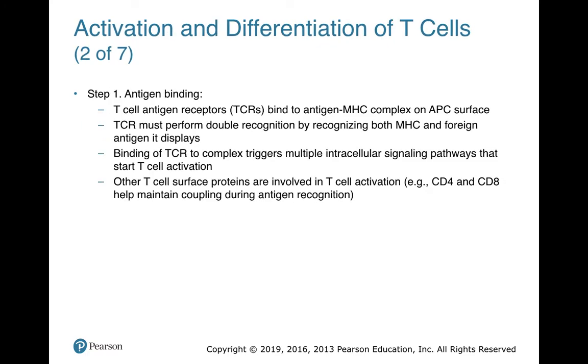So antigen binding. T cell antigen receptor has to bind to an antigen MHC complex on an antigen-presenting cell surface, which means that T cell has to perform a double recognition. It has to recognize the self MHC and the foreign antigen it displays. So we say it's displaying that antigen in the context of self MHC. Binding that TCR complex is going to trigger intracellular signaling pathways that begin the process of T cell activation. But other surface marker proteins are going to be involved in completing that activation. CD4 and CD8 are vital to help maintain coupling during antigen recognition.